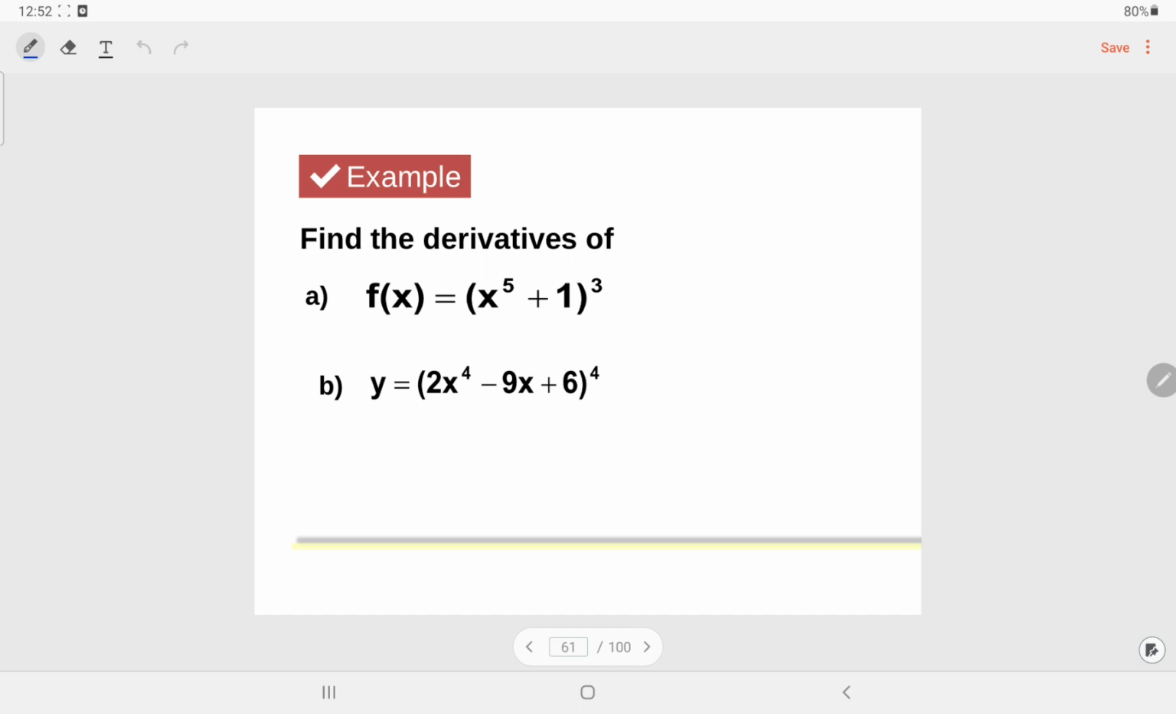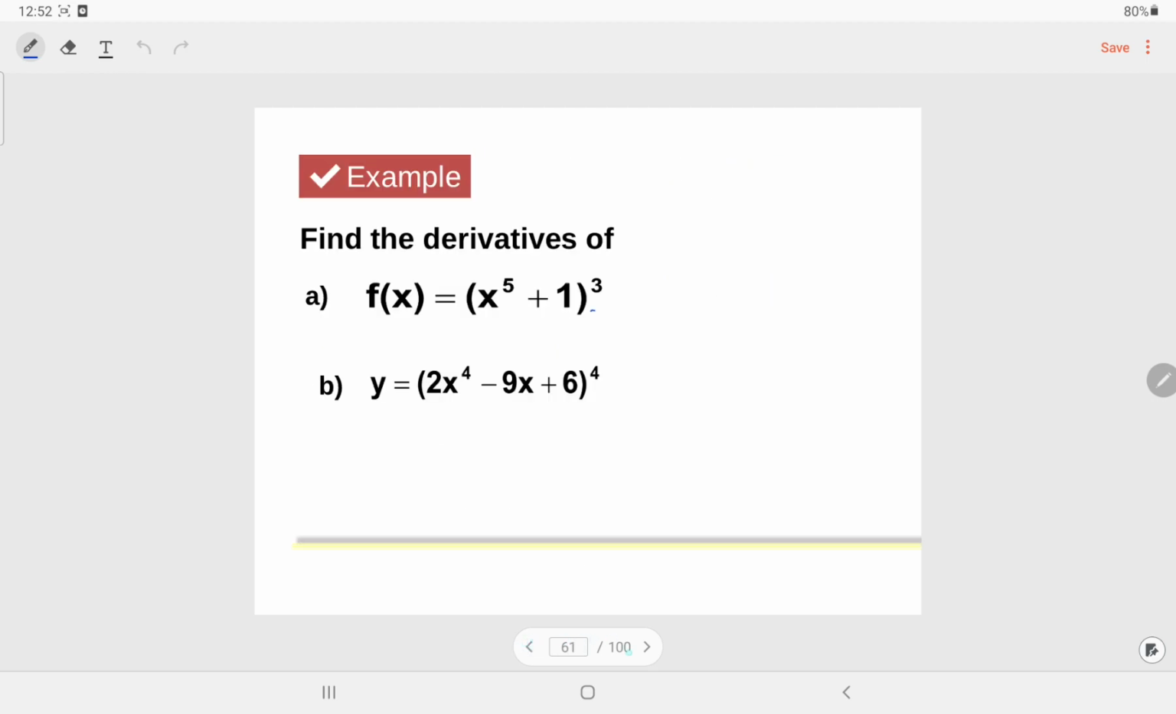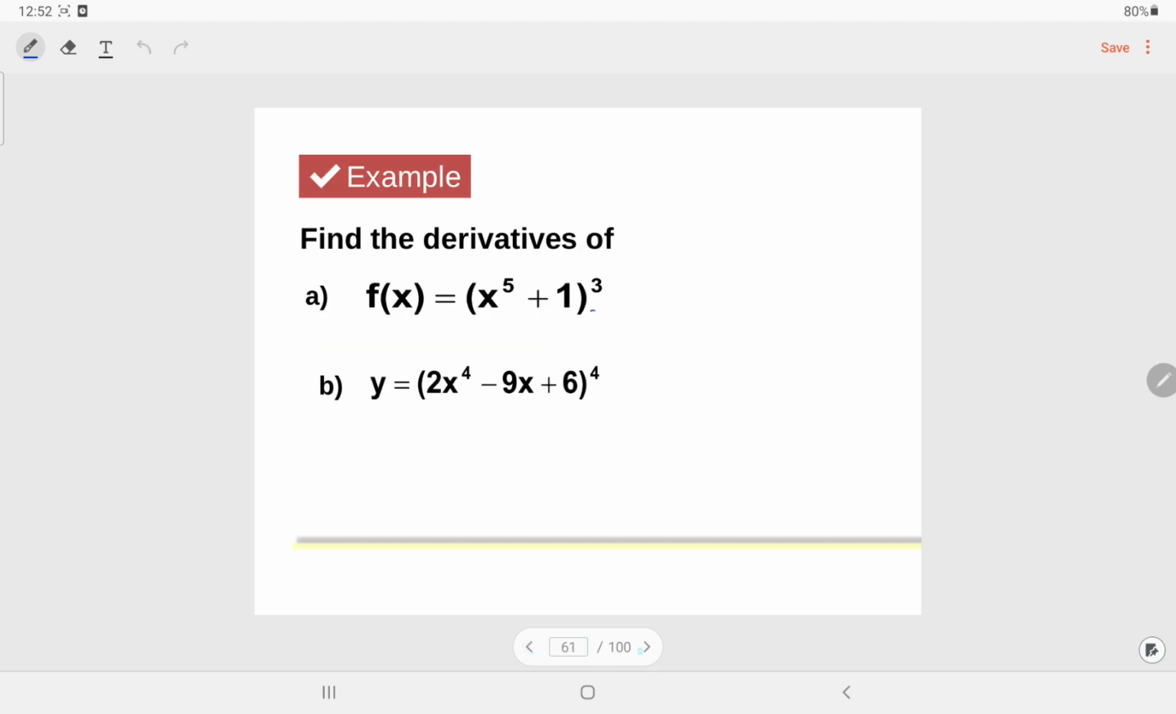Okay, for example, find the derivative of a and b. Fx equal to x power of 5.